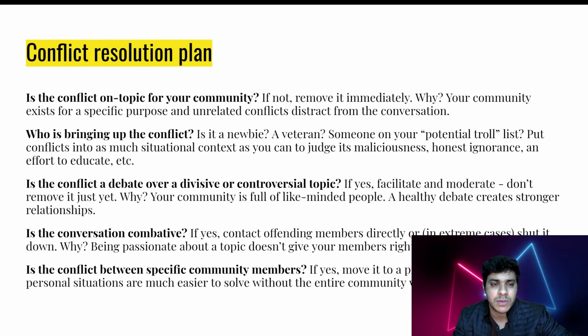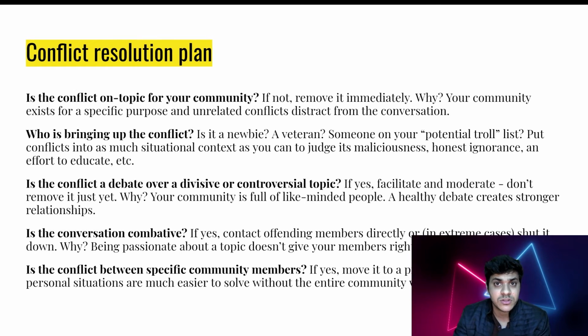It's like an algorithm. You can ask questions like, this conflict that occurred, was it on a topic for your community? Was it related to your community? Was it a difference of opinion within a topic that caters to the overall discussion that happens in your community? If not, throw it out, because your community is for a specific purpose, and unrelated conflicts simply distract from the purpose of the community and the conversation. Next up, who is bringing up the conflict? Is it someone new? Is it someone who does not know how to behave in this community?